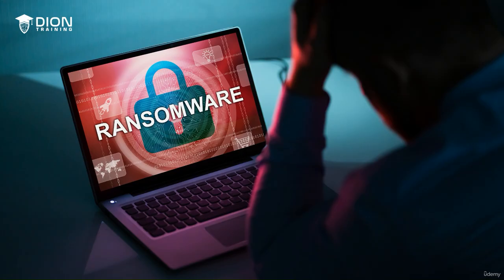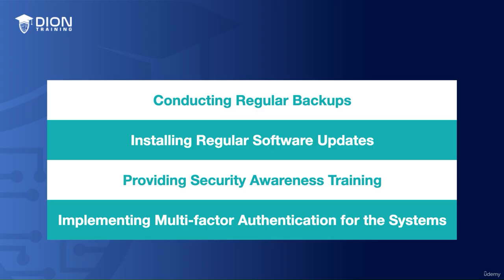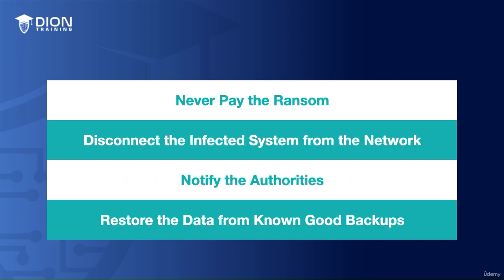So remember, ransomware is a type of malicious software that's designed to block access to a computer system or its data by encrypting it until the ransom is paid to the attacker. You can prevent the worst effects of ransomware by conducting regular backups, installing regular software updates, providing security awareness training to your end users, and implementing multi-factor authentication in your IT systems. If you do fall victim of a ransomware attack, remember to never pay the ransom, disconnect the infected system from the network, notify the authorities if that's in alignment with your organization's incident response policies, and restore your data from known good backups to get your business operations restored back to normal as quickly as possible.